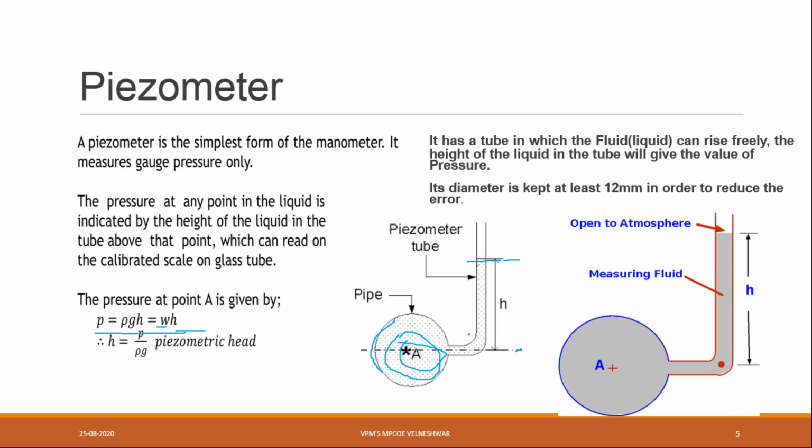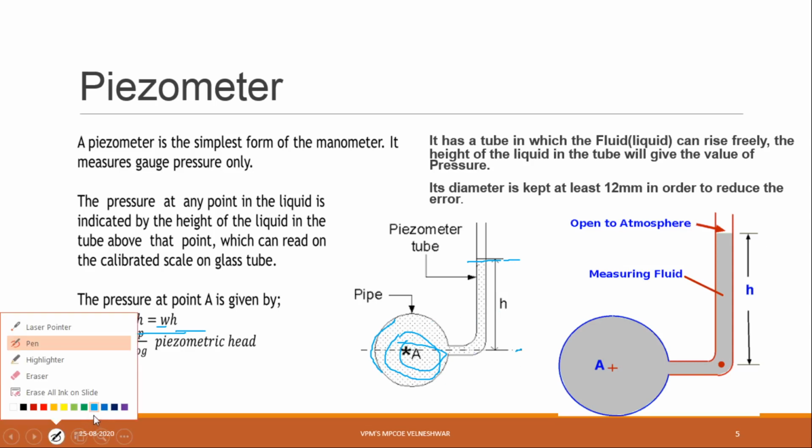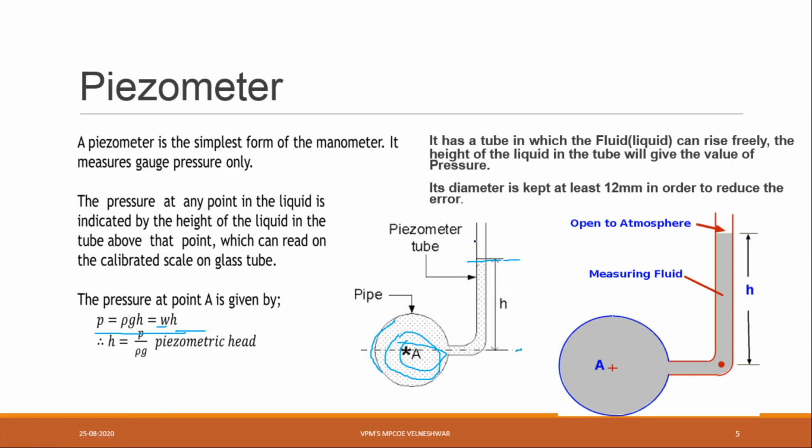Generally the piezometer diameter we keep as 12 mm. So the formula for the piezometer is P equals rho into g into h, where rho is the density of the liquid, g is the acceleration due to gravity, and h is the height of the liquid.